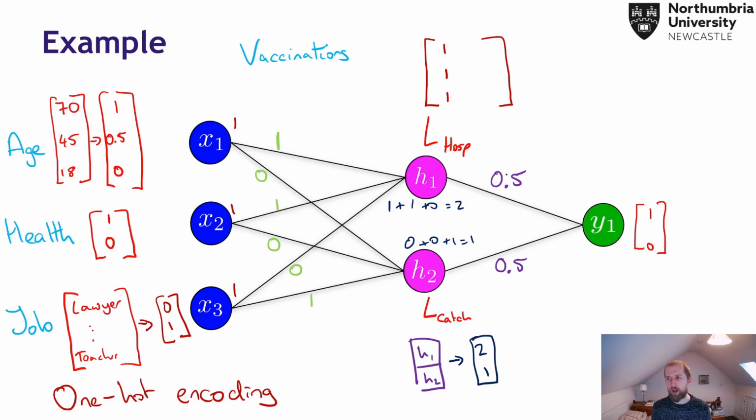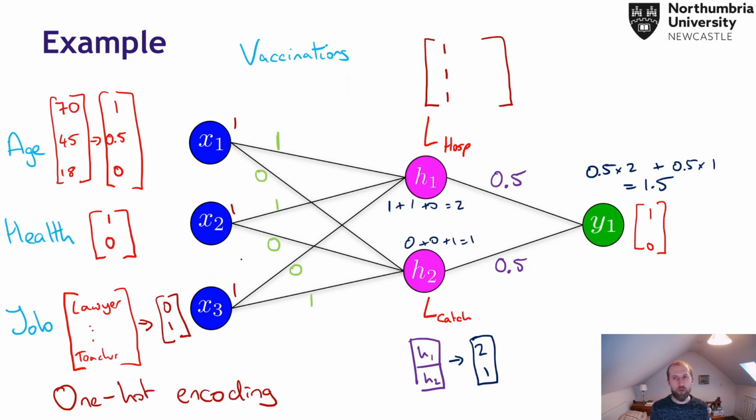And then finally, we're going to multiply 2 by 0.5 plus 1 by 0.5. And so we do the exact same thing. So the weight 0.5 multiplied by H1 is going to be 0.5 times 2 plus 0.5 times H2, which is 1. So that's going to be 0.5 times 1, which equals 1 plus 0.5, 1.5.